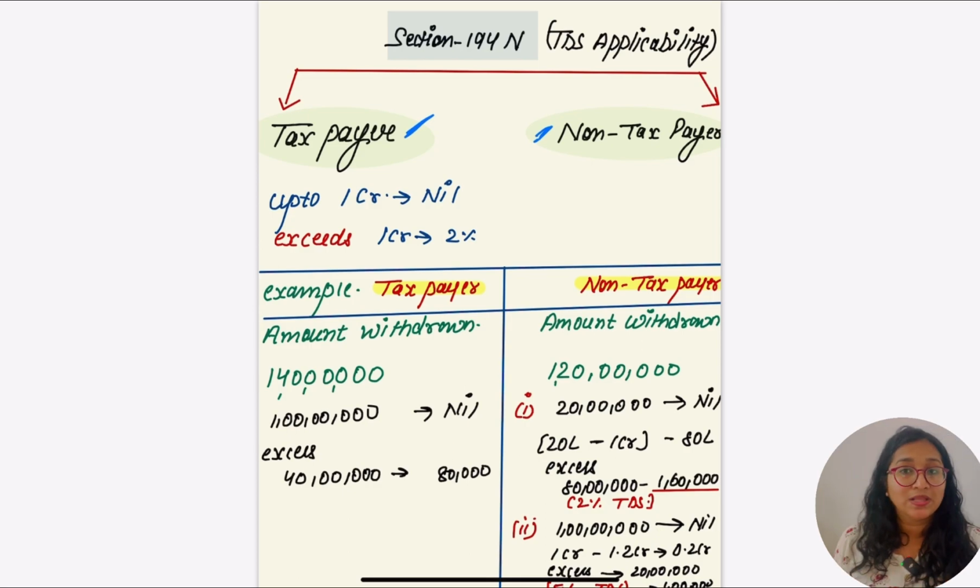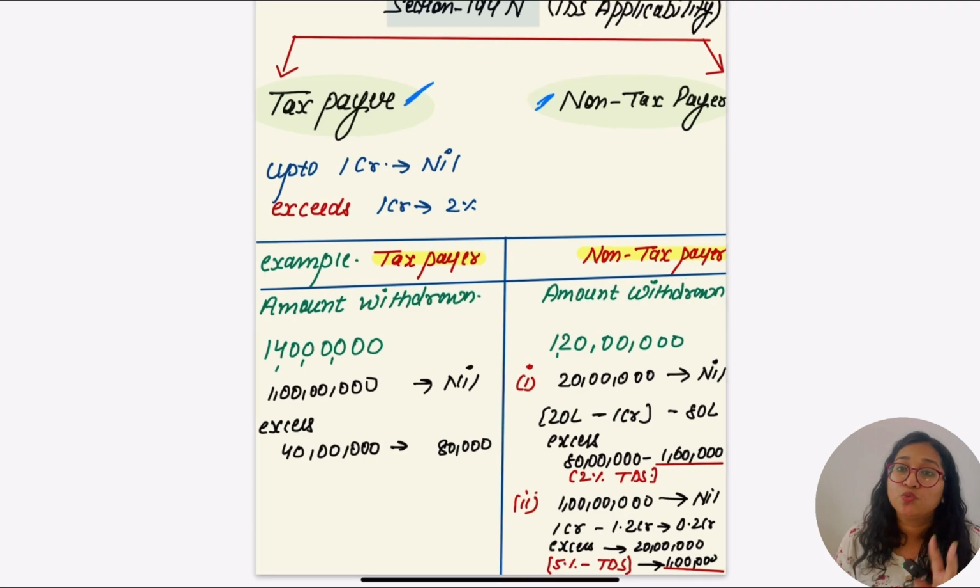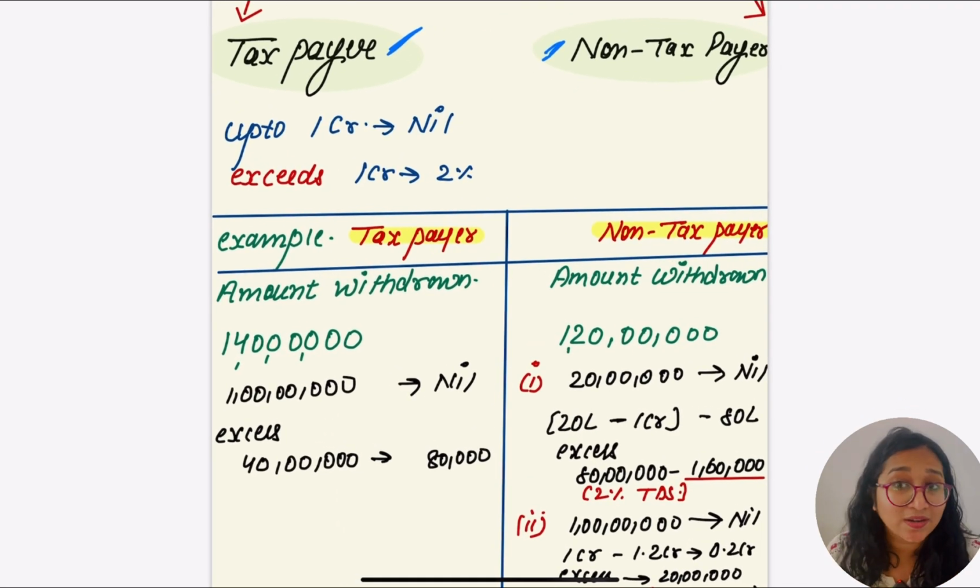But there again, one thing to note: if the person is a taxpayer. What is the meaning of taxpayer? Someone who is regularly filing the return, who has been filing the return for the last 3 preceding previous years. We are going to take that person as a taxpayer here. So for those, the rate is going to be 2% if the amount exceeds 1 crore rupees.